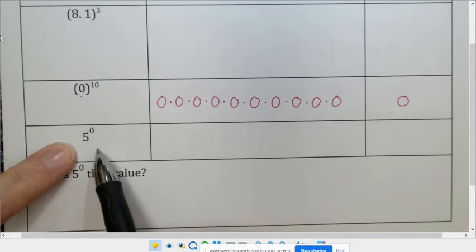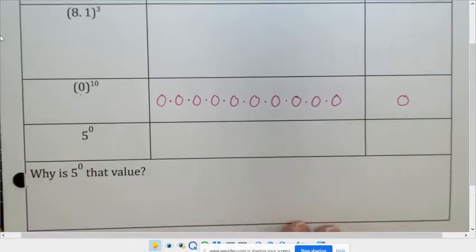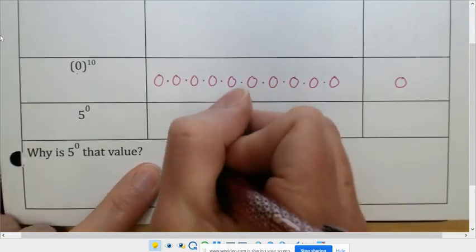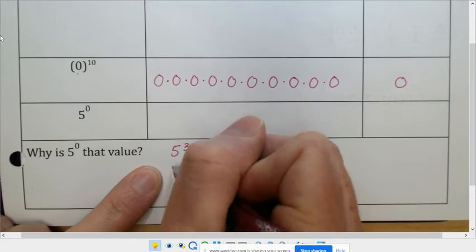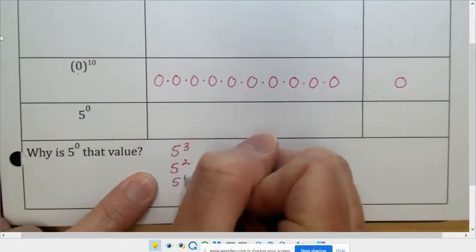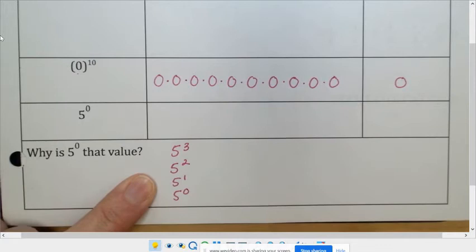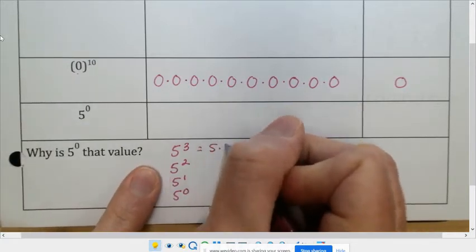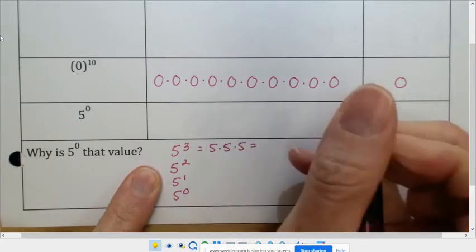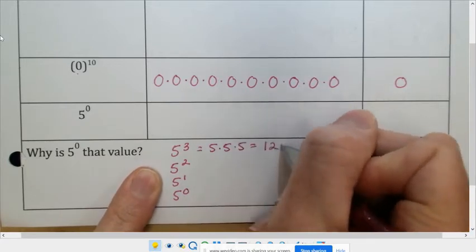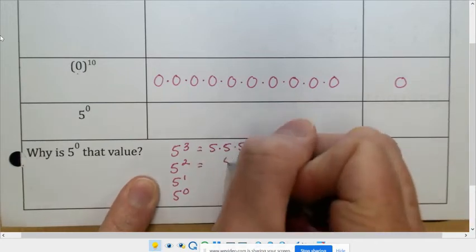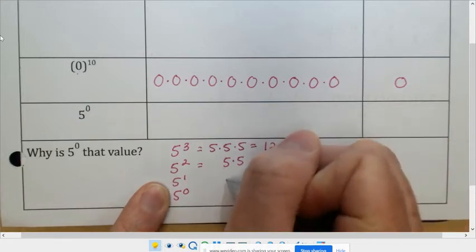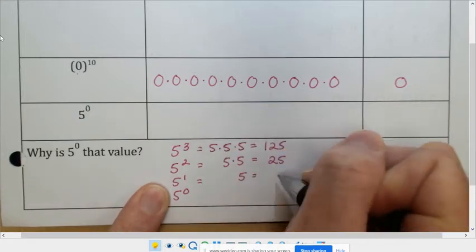Now this one's a little different: 5 to the 0 power. People want to say that this is 0 or it's 5, and it's actually not. I'm going to show you down here why that is. I'm going to take 5 to the third, 5 to the second, 5 to the first, 5 to the 0 power, and we're going to look at some patterns. 5 to the third would be 5 times 5 times 5, and we know that is 125. 5 to the second power would be 5 times 5, and that's just 25. 5 to the first would be 5.